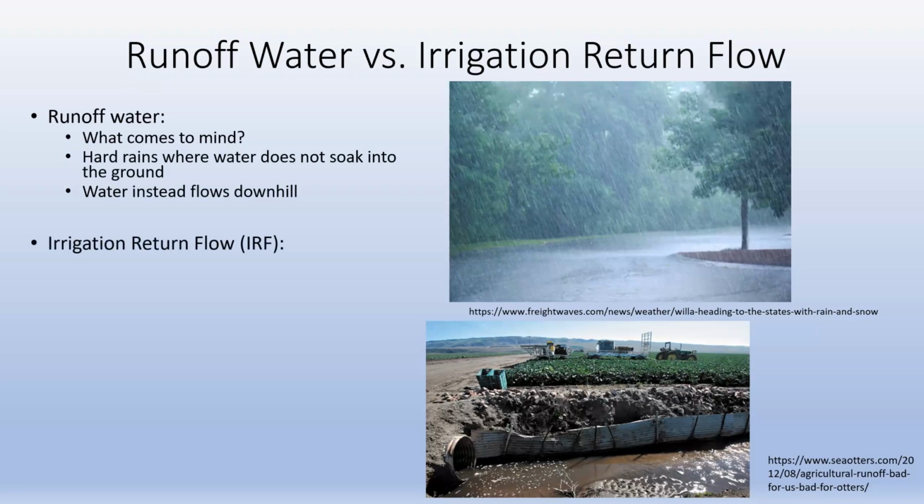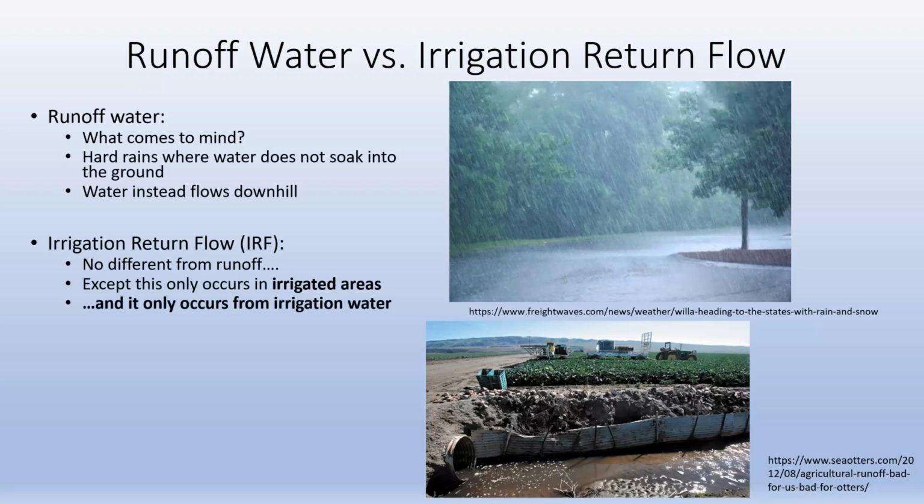Now, what is irrigation return flow? It is very similar to runoff water, but it only occurs in the irrigated areas and it only occurs from irrigation water. So if any irrigation area is receiving too much water that the soil can't soak up and it runs off, that is called irrigation return flow.